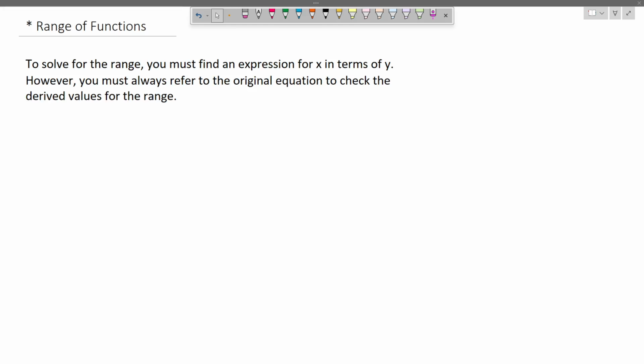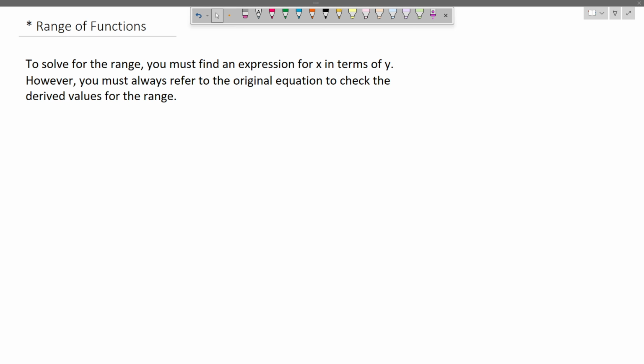Just a reminder before you watch this video, please first watch the video about the domain of functions. So for now, when we solve for the range, you must find an expression for x in terms of y. However, you must always refer to the original equation to check the derived values for the range.